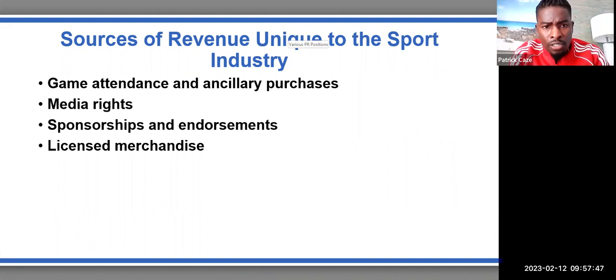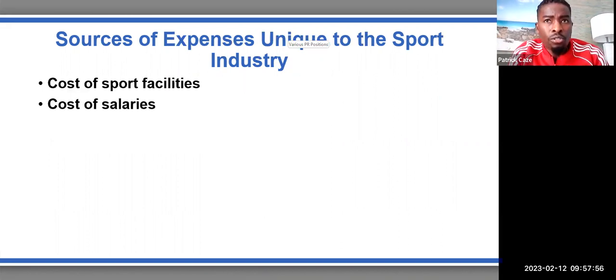Some of the sources of revenue that I already talked about: game attendance, ancillary purchases, media rights, sponsorship, endorsement, and license merchandise, right? All those things are sources of revenue for the organization. And not only that, individually, an athlete will have their own separate contracts, exclusive with a particular brand, that they'll get paid on an individual basis for being a spokesman or sponsor or spokesperson, whatever the case may be, okay?